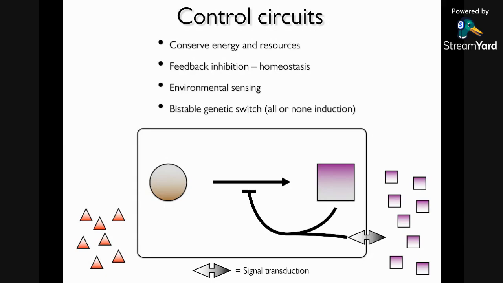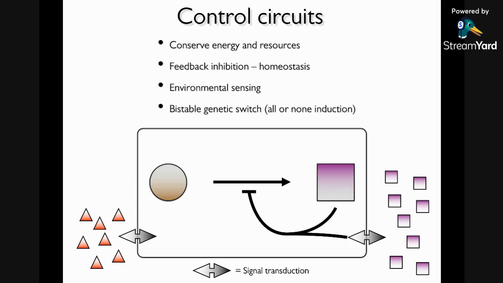You could, however, have an alternative source that you can bring in from outside of the cell that might be a better source of energy than the purple boxes over there. So the red triangles there represent an alternative molecule that is perhaps better. It's a preferred energy source than the purple one. It might have more energy liberated when you metabolize it through various catabolic processes.